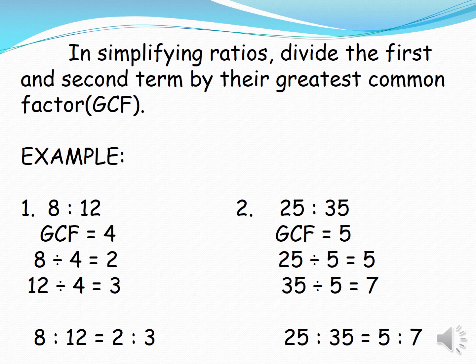Number 2 example, 25 is to 35. GCF is equal to 5. So we have our first term, 25 divided by 5 is equal to 5. Second term, 35 divided by 5 is equal to 7. So we have here 25 is to 35 is equal to 5 is to 7.